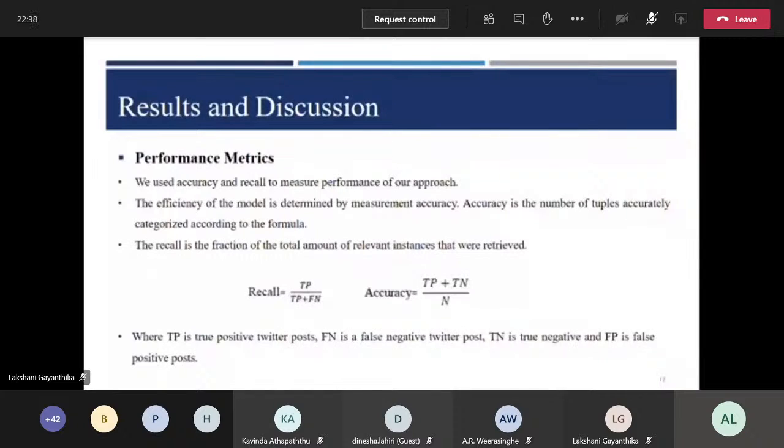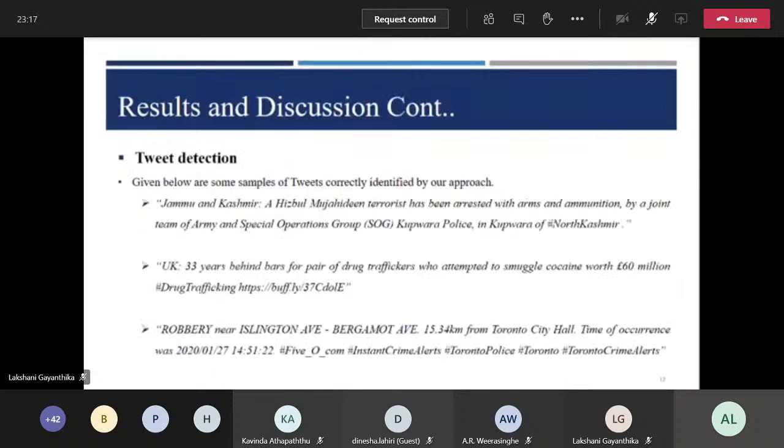In results, we use accuracy and recall to measure the performance of our approach according to the equations below. The efficiency of the model is determined by measuring accuracy. Accuracy is the number of tuples accurately categorized according to the formula. The recall is the fraction of the total amount of relevant instances that were retrieved. Where TP is a true positive Twitter post, FN is a false negative Twitter post, TN is a true negative and FP is a false positive Twitter post. Following Twitter posts are a few examples of the crime-related posts that are correctly classified by our model.